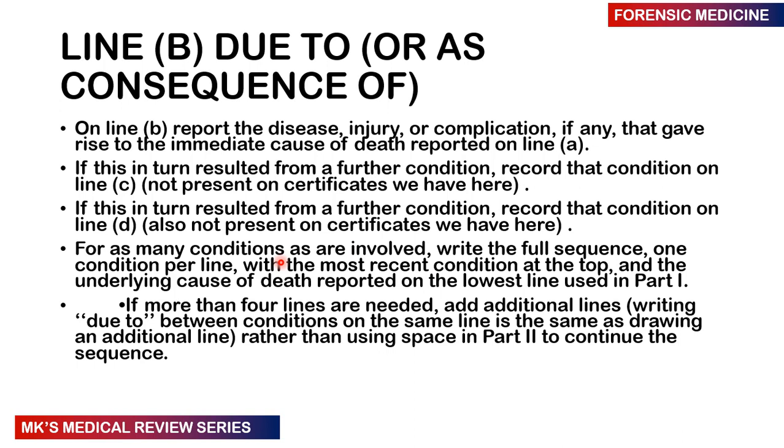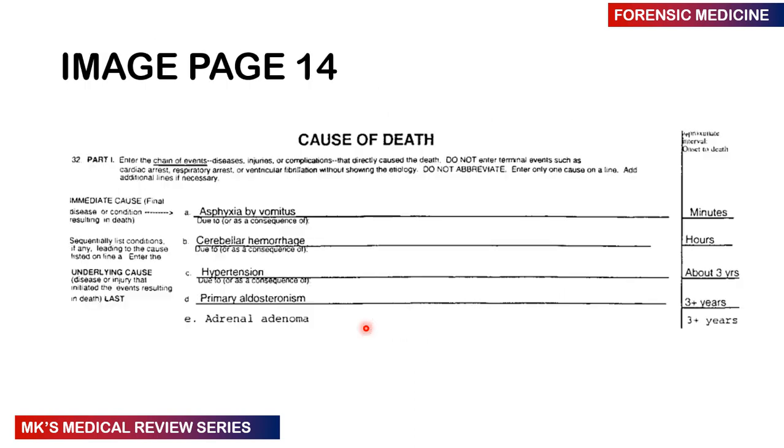If more than 4 lines are needed, you can add additional lines. Remember that writing "due to" between the conditions on the same line is the same as drawing an additional line. So sometimes you can write more than one condition on one line. You can just write "due to" in between, so that you can add 2 conditions on the line if you do not have enough space. But strictly, it should be one condition per line. If you want to add more conditions, you can add an additional line at the bottom.